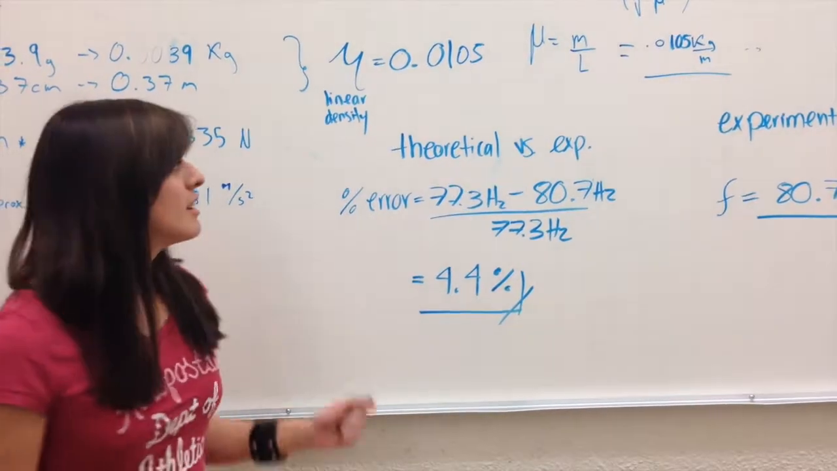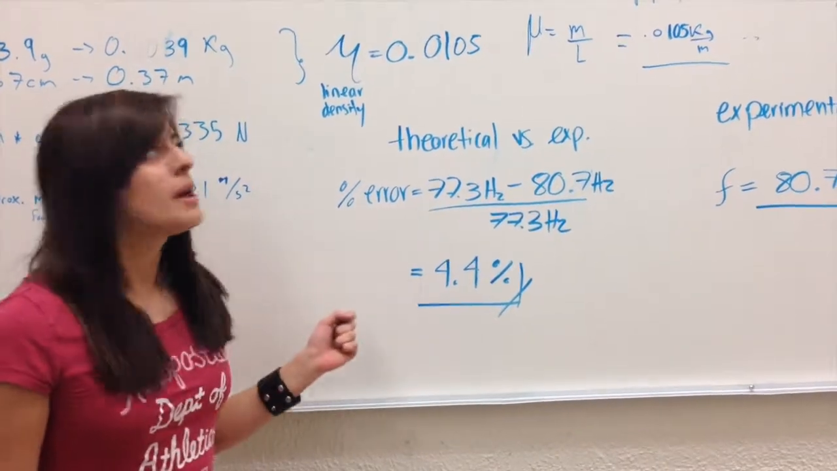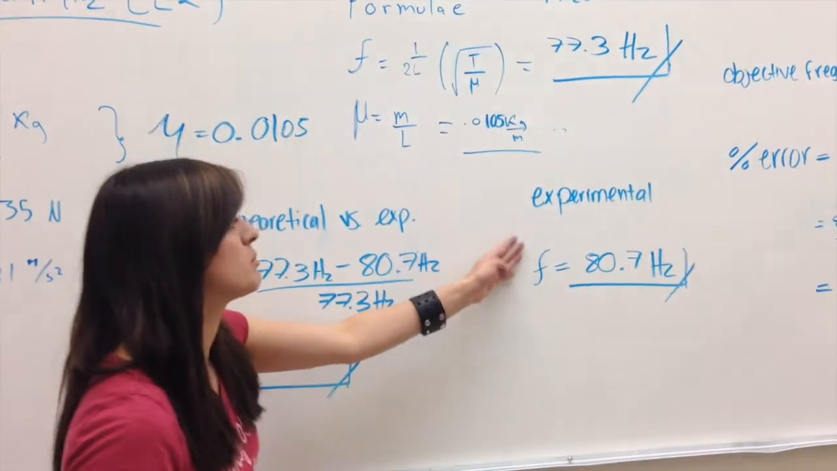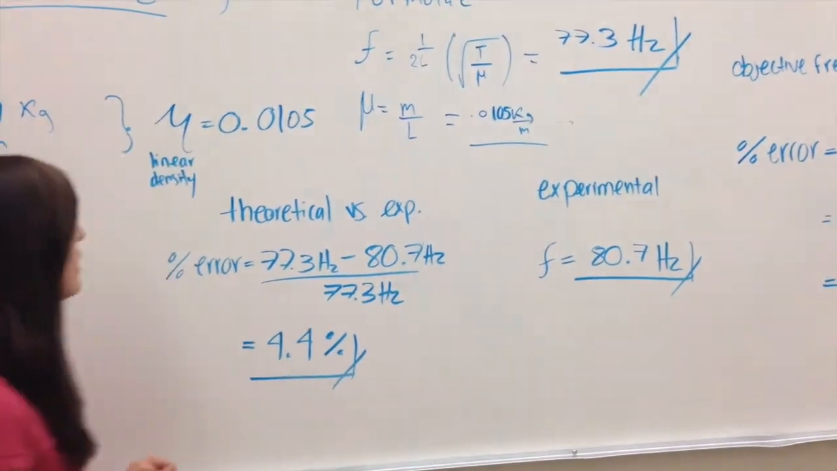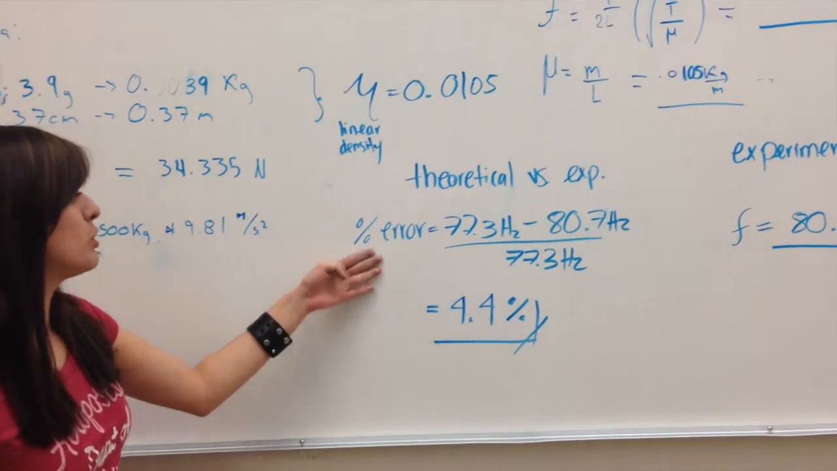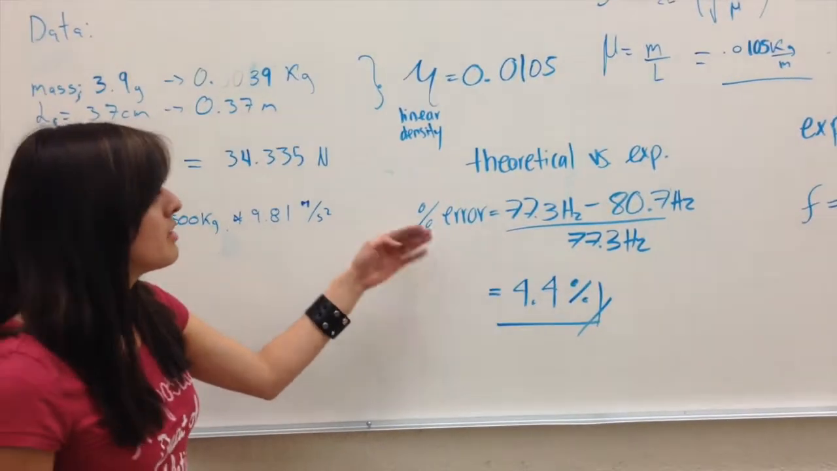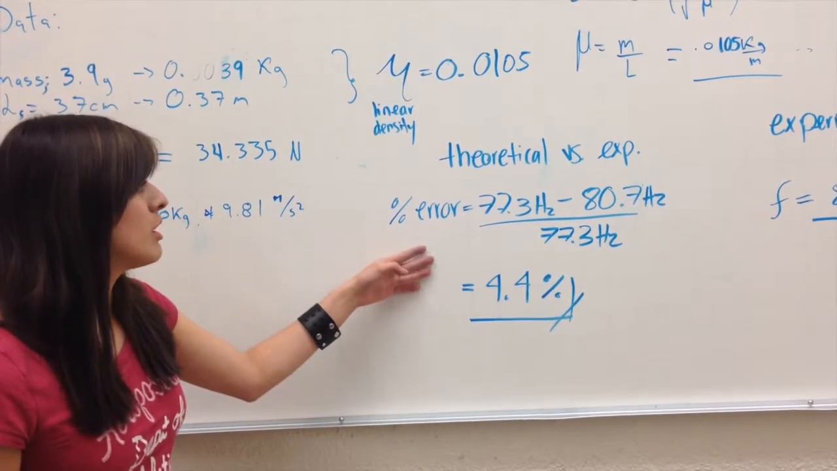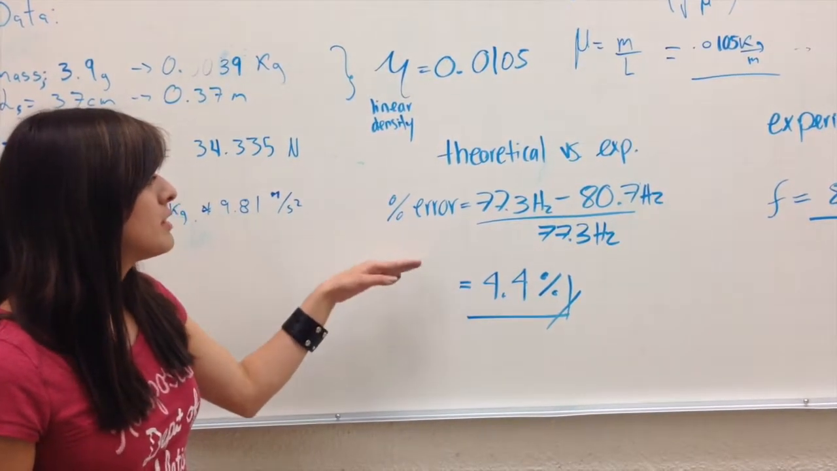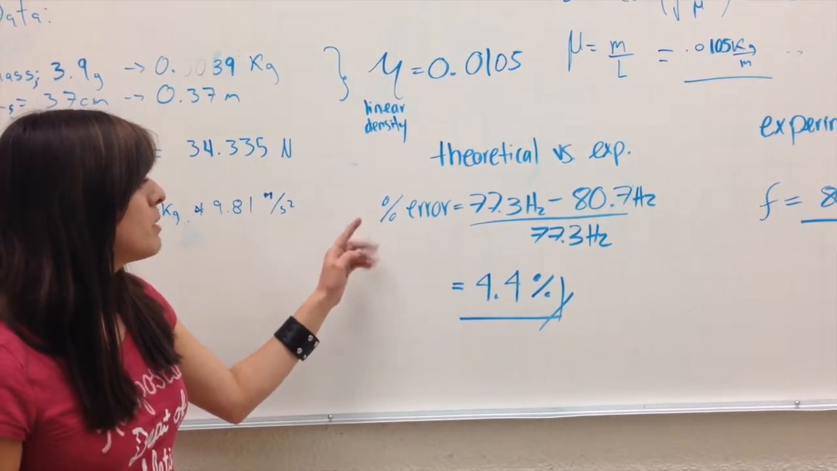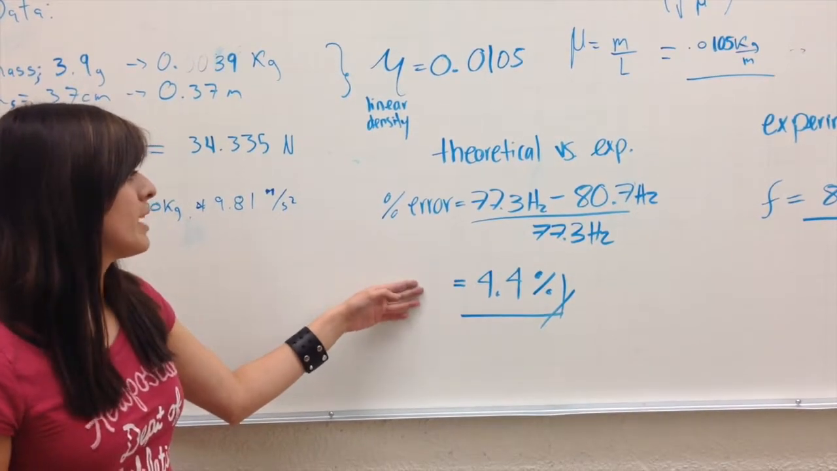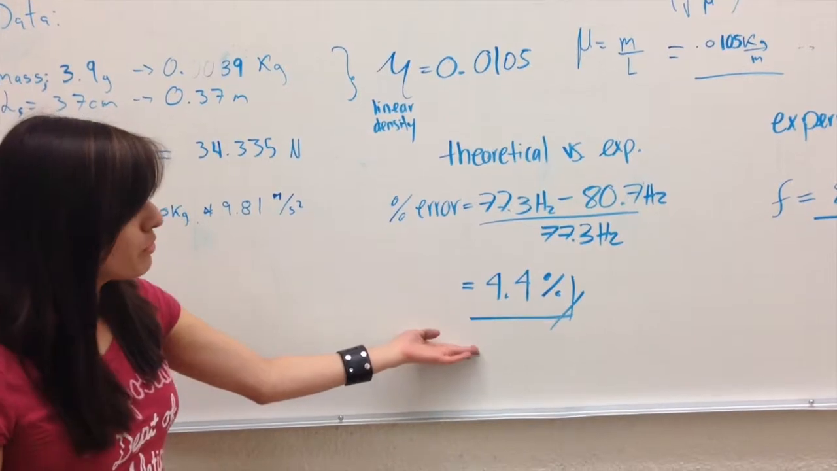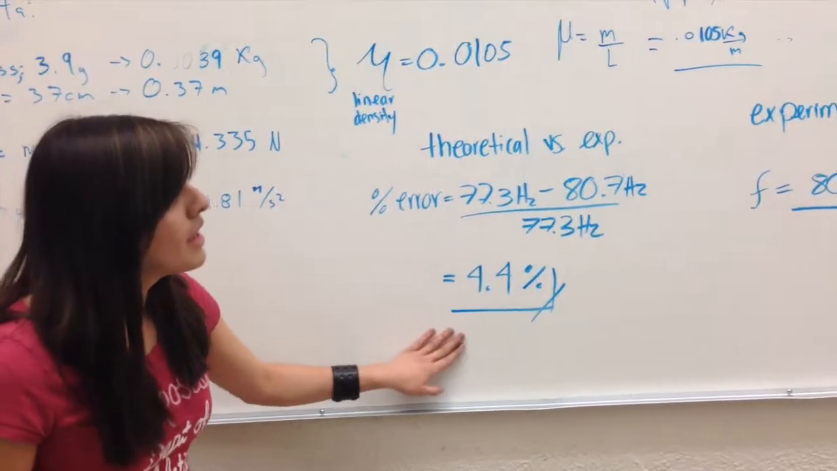We obtained a percentage of error between the theoretical frequency obtained and the experimental. The formula to obtain the percentage of error is the theoretical minus the experimental over the theoretical, all of that multiplied by 100. And the percentage of error obtained was 4.4%.